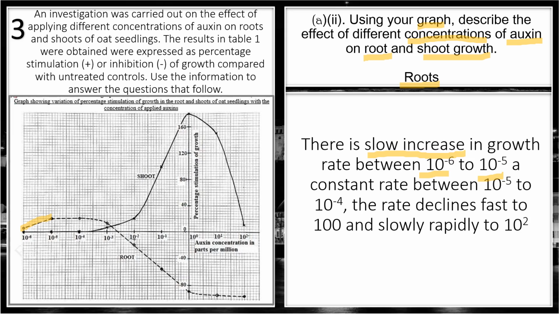And a constant rate between 10 to power negative 5 up to 10 to power negative 4. So from 10 to power negative 5 to 10 to power negative 4, there was a constant growth rate of the root.